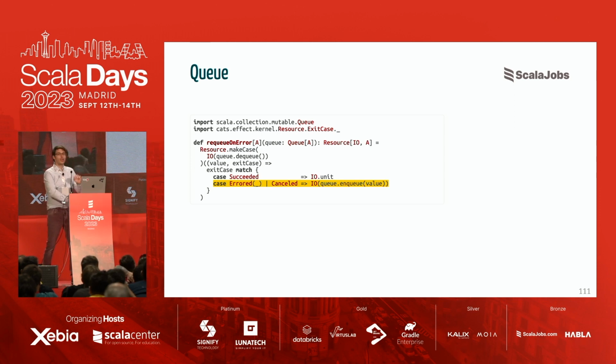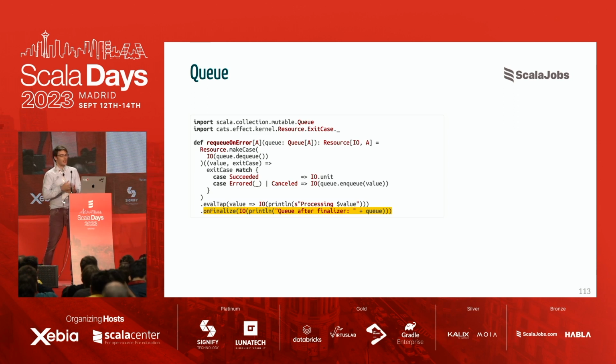Now, I added a couple of extra methods. These are things that I won't do in production. I just did it for the sake of the demonstration, so some sort of println. So here I have this method evalTap that allows me to essentially print the element that I'm pulling from the queue. And this onFinalize allows me to show what is the state of the queue once we're done. It's again just for the sake of the demonstration.